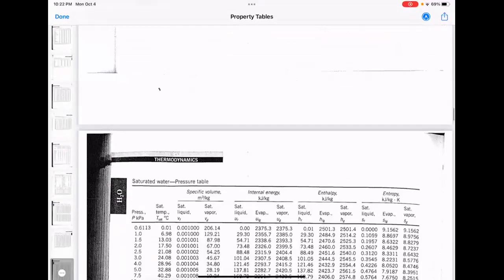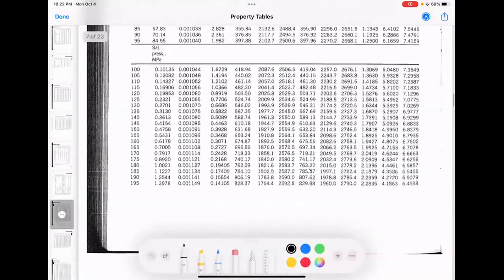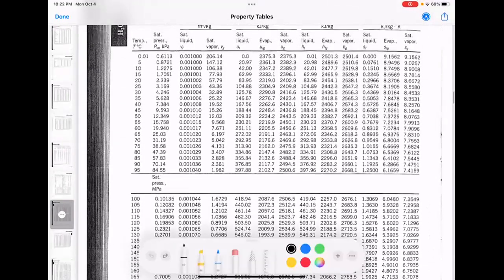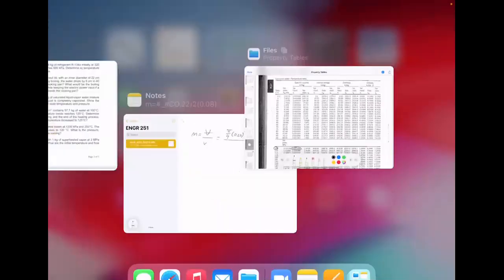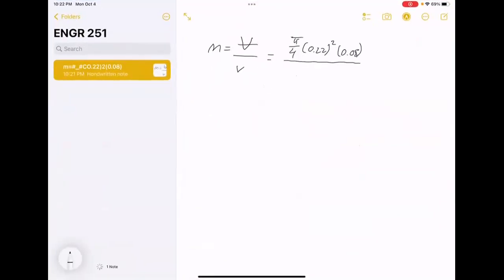So this is sorting by pressure. We want to go by temperature here. So checking, this is indeed the water table, not the refrigerant one. We have temperature at 100, okay? And we see that VF, being the saturated liquid's specific volume, is 0.001044 meters cubed per kilogram, right? So good, that's what we're looking for. So let's go put that in here into our little equation.